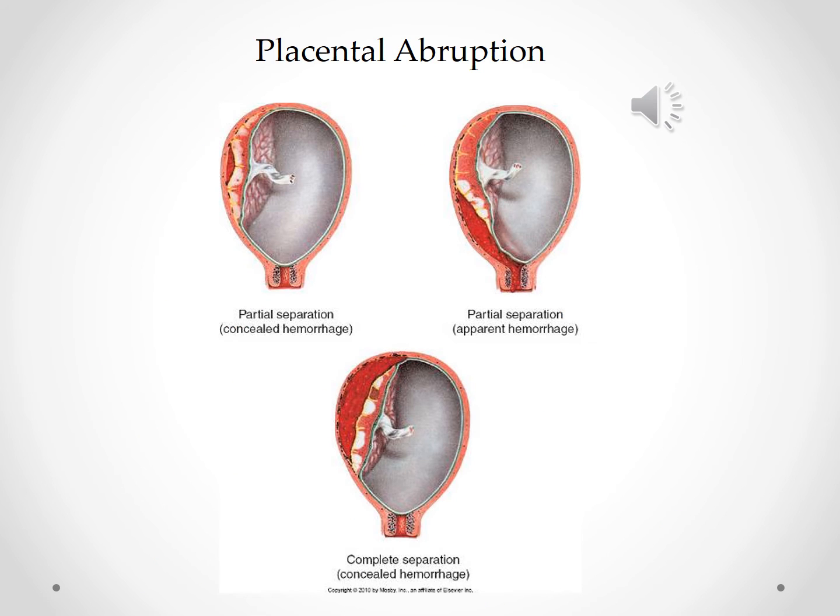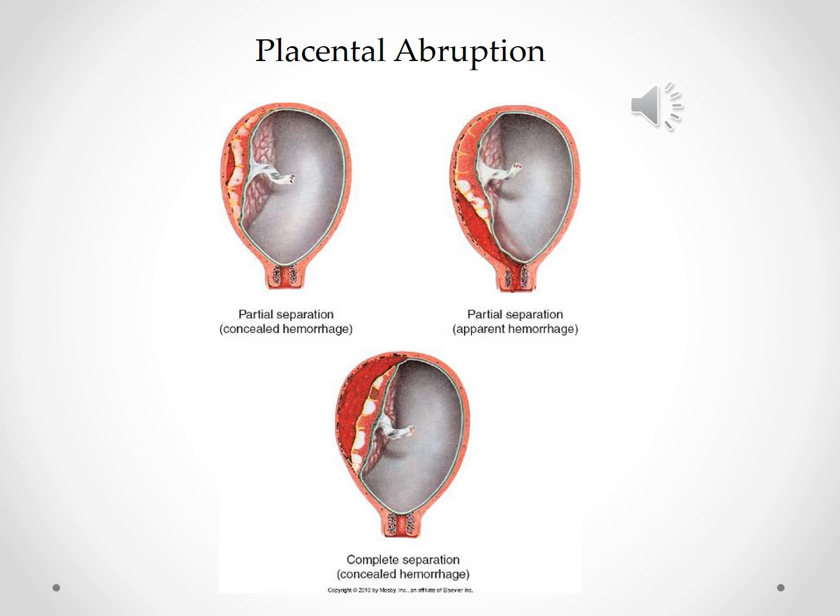So here, if you look in the top left picture where you see partial separation, but you have a concealed hemorrhage. So the placenta is only partially detached, but the bottom edges and the top edges are still secured to the uterus. So you may not have evident bleeding associated with it, but you should still be able to say, okay, is my mother having any pain associated with this?